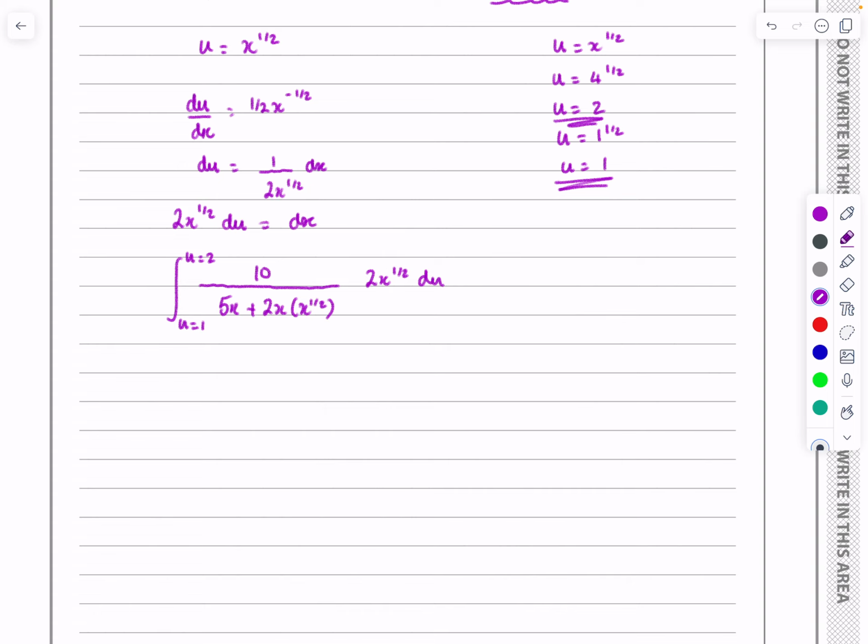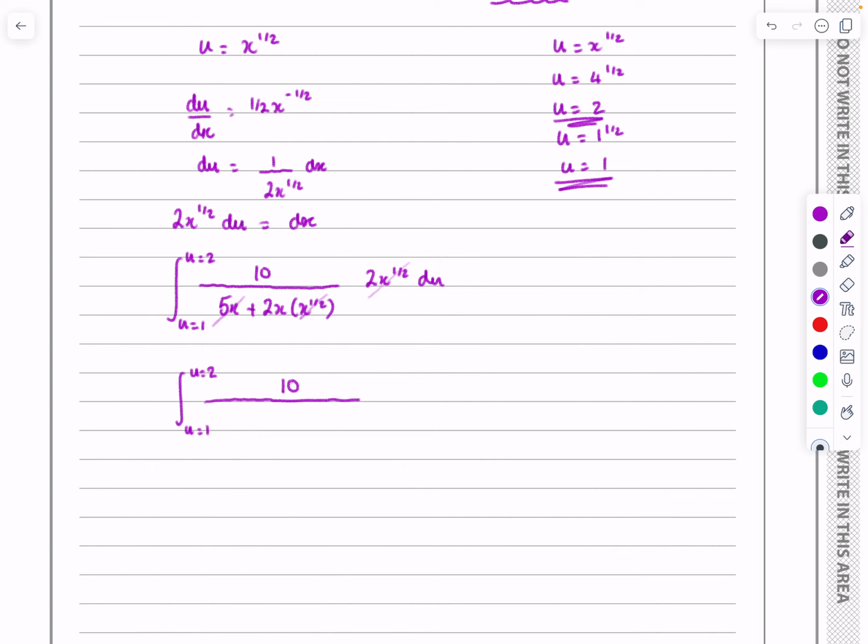So what I can now do is look and see, can I cancel this? Well, I can cancel it with the x to the half there, and I can actually cancel it in there if I think 5x is 5x to the half times x to the half, and I can cancel one of them. So hopefully I'm not doing that too quickly for you. We can say this is between u equals 2 and u equals 1.